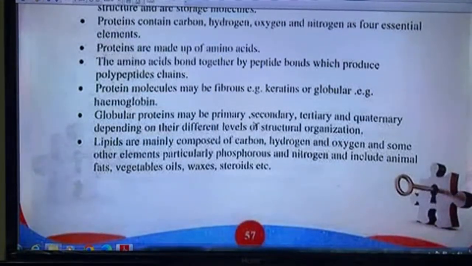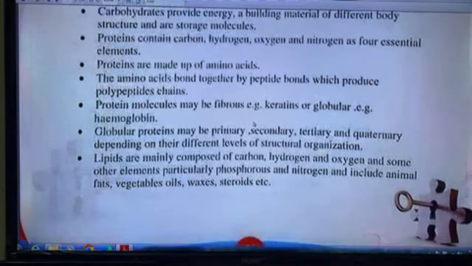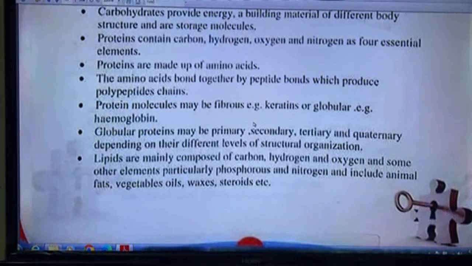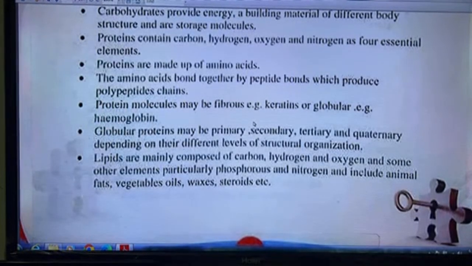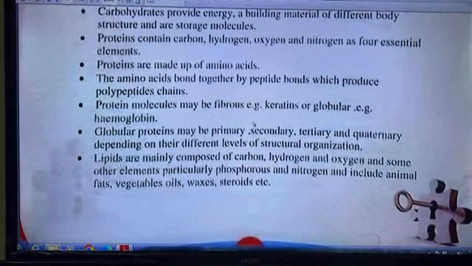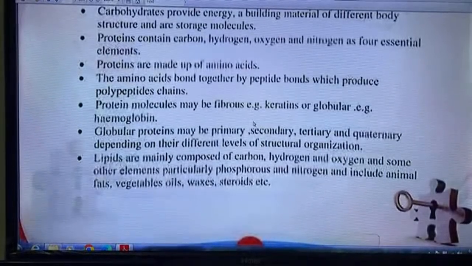Proteins contain carbon, hydrogen, oxygen, and nitrogen as four essential elements. Proteins are made up of amino acids. The amino acids bond together by peptide bonds which produce polypeptide chains. Protein molecules may be fibrous, for example keratins, or globular, for example hemoglobin. Globular proteins may be primary, secondary, tertiary, and quaternary, depending on their different levels of structural organization.